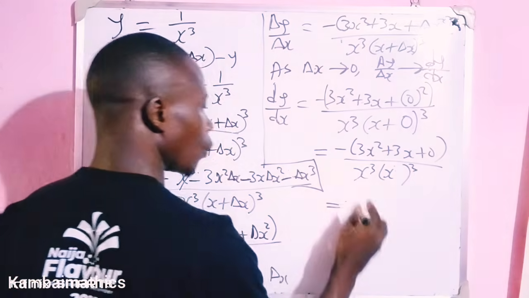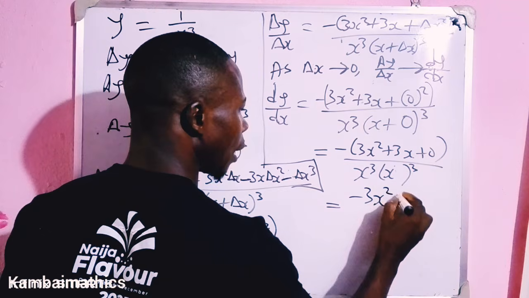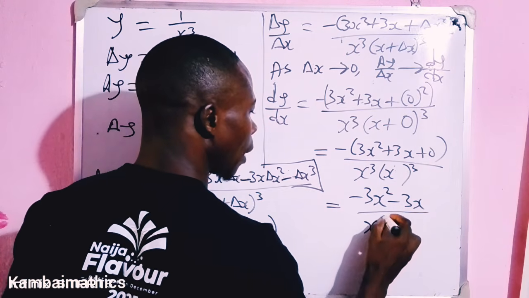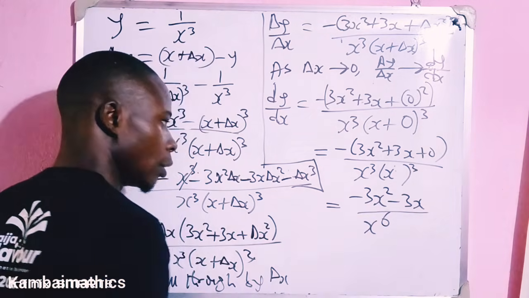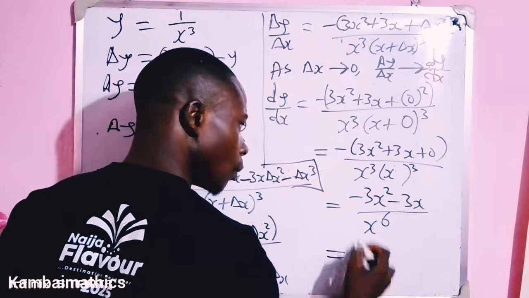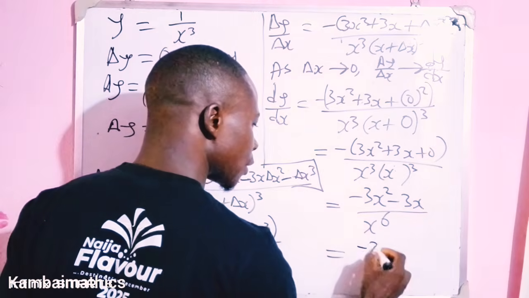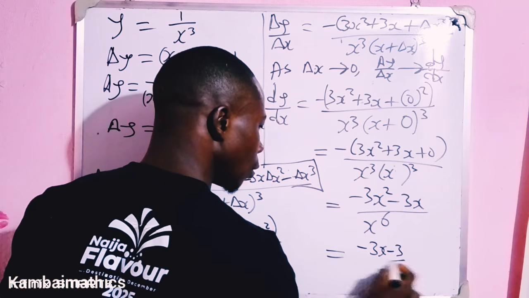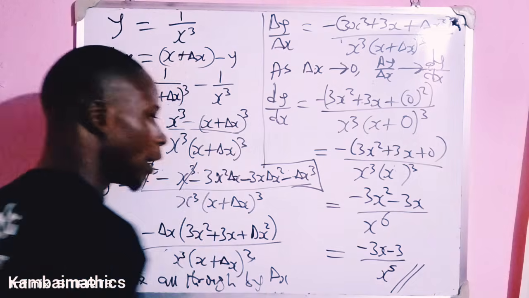So this one will be minus 3x square minus 3x all over x raised to the power of this plus this. Since it will be all over 6, we factor out x. When we factor out x here, then we'll have this one to be minus 3x minus 3 all over x raised to the power of 5 as our final answer.